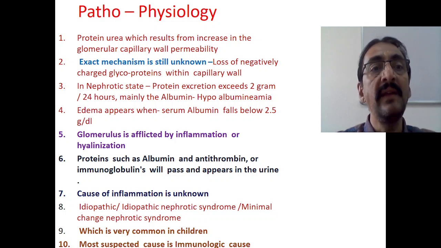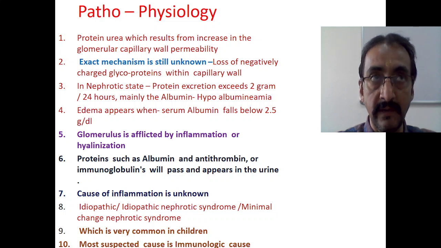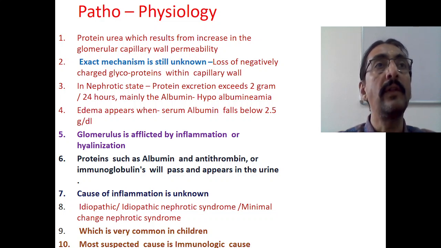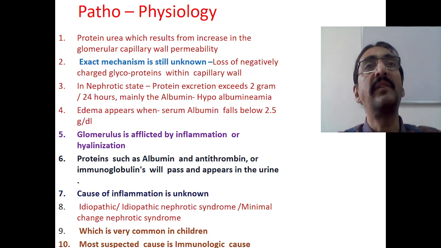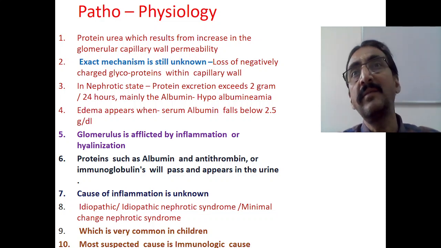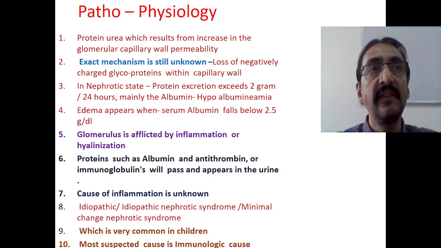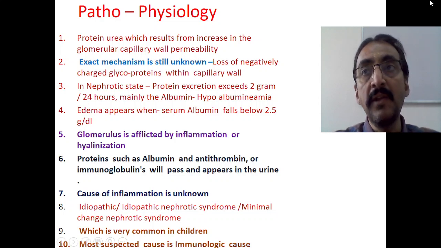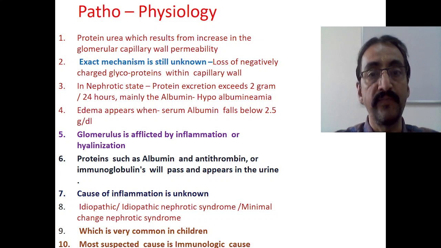But sometimes there is increased permeability of the glomerular filtration membrane, or glomerular endothelium, for the proteins, and more proteins pass through this membrane. Why more proteins pass through, the exact mechanism is not known, but we can assume some important assertions. One is loss of negatively charged glycoproteins within the capillary wall. Suppose in any condition the negativity of this glomerular membrane has been lost, there are many causes that we will discuss later, that may increase the permeability of the proteins through the filtration membrane.